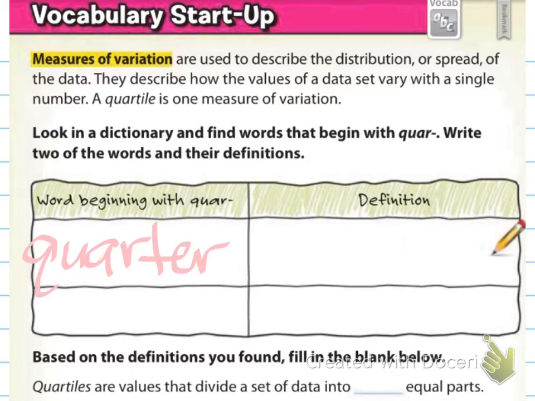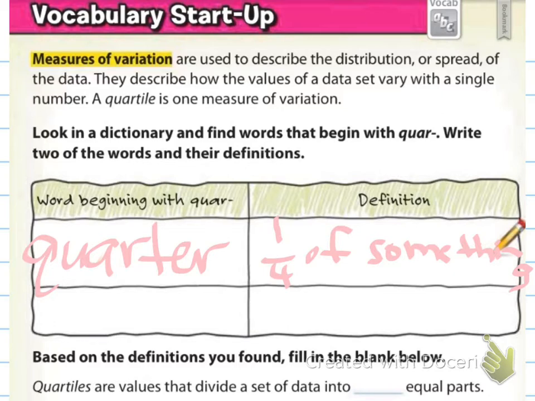A quarter in a football game is 1/4 of the total game. So 1/4 of something is a quarter. A quarter of a cup, 1/4 of a cup. Alright, so a quarter of something is what I want you to write here. And if you'd like to look up some other words and their definitions that start with Q-U-A-R, you can.